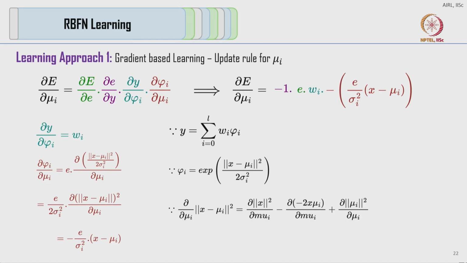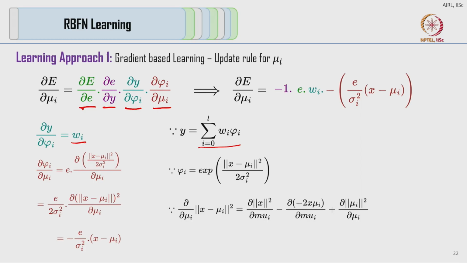So if I'm trying to differentiate E, ∂E by ∂μi is nothing but ∂E by ∂e, small e, ∂e by ∂y, then you will have ∂y by ∂φi, because we are trying to find with respect to μi, the corresponding φi only will be needed, ∂φi by ∂μi. So we know from the previous derivation ∂y by ∂φi is wi, because what is y? y is nothing but summation wi φi, right? So when you differentiate this, you will get wi.